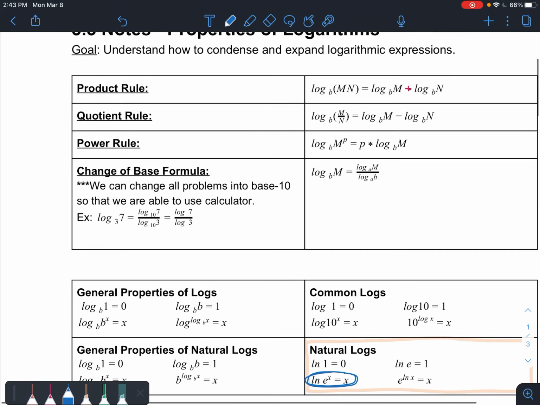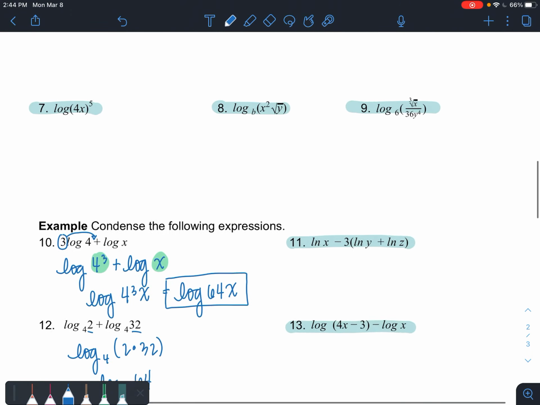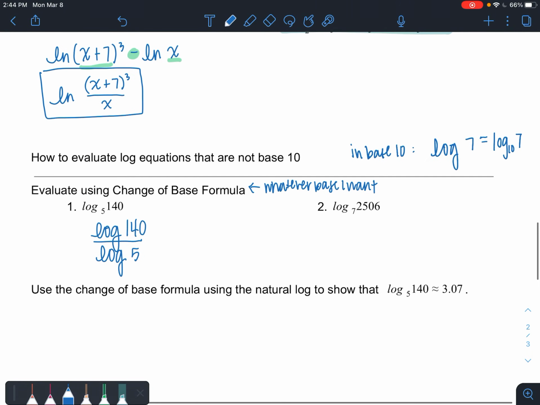And I would even make note of that up here if we haven't already: change into whatever base we want. Most of the time we want to use base 10 because base 10 is in our calculators. But sometimes it makes sense for us to use different ones just because it's easy to evaluate.